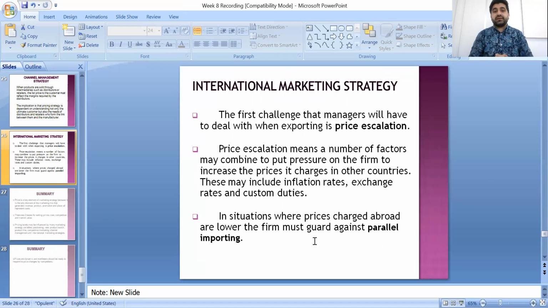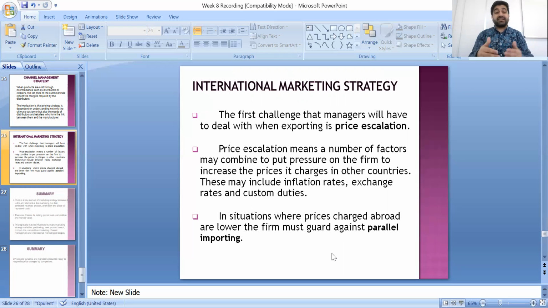International marketing strategy. What is meant by international marketing strategy? How is it fixed, how does it work? Let's talk about it. The first challenge that managers will have to deal with when exporting is price escalation. When we are exporting any product, the major problem we face is the setting of price, because in some countries the raw material costs, the inflation rate, and the exchange rate are different. So it is very hard to set price in international marketing strategy. It is very hard to set price in situations where prices charged abroad are lower.